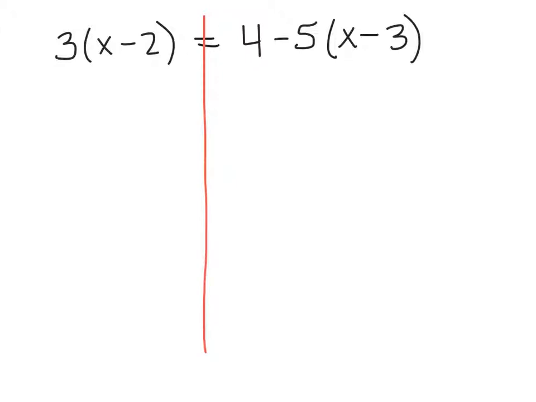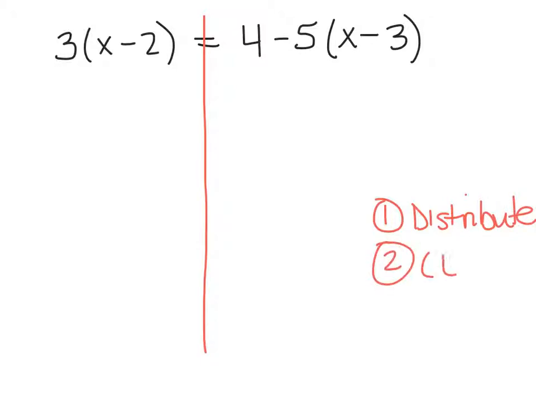When we simplify, the first thing we're going to do is distribute. And the second thing we're going to do is combine like terms. So when we look at the left side of the equation, there is parentheses over there, so we can distribute. So we're going to distribute the 3, the number that's on the outside of the parentheses. So we're going to do 3 times x, which gives us 3x. And then we're going to take that number on the outside and multiply it by the second term, which is negative 2. 3 times negative 2 is negative 6.